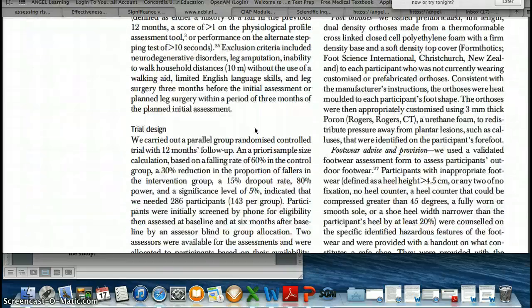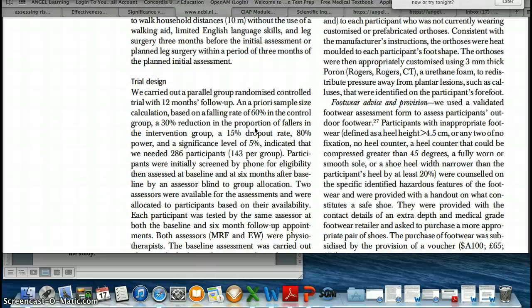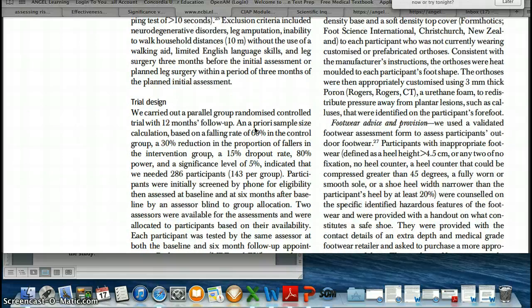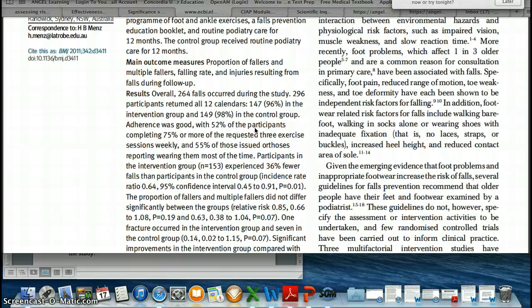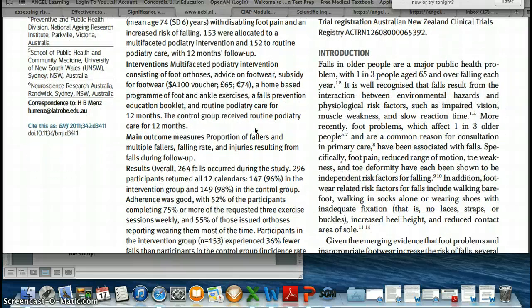So within the trial design, they'll talk about the different outcomes that you are looking at. Also, if you go back up to the abstract, it'll say what the main outcome measures are too. So you will see it somewhere like here. This is what we're looking at.